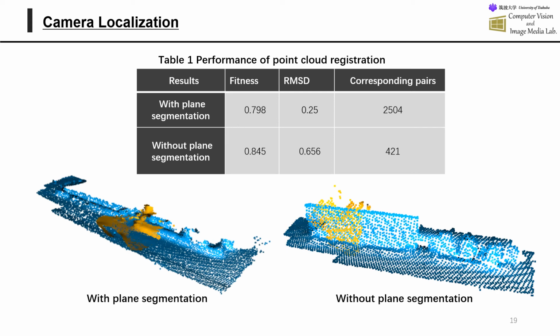And the blue point cloud is the static point cloud, while the yellow point cloud is the depth fusion dynamic point cloud. The registration without plane segmentation can produce a wrong result due to the local optimum problem while calculating the transformation matrix.